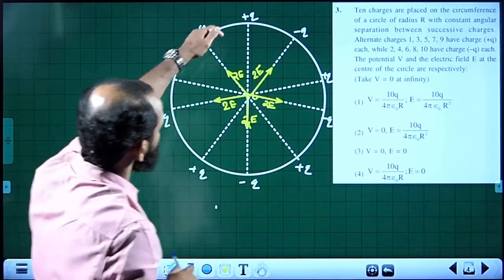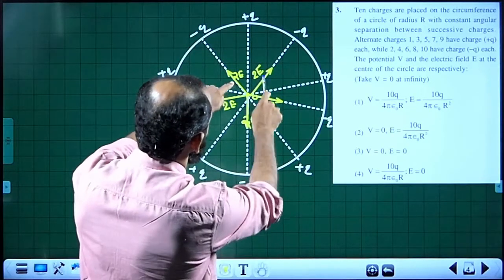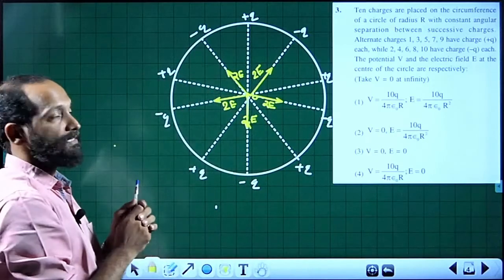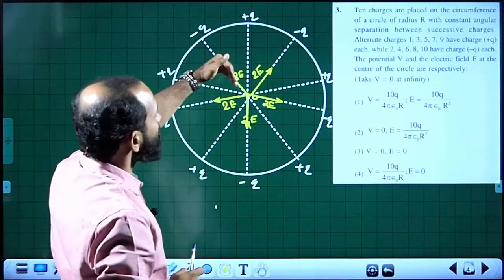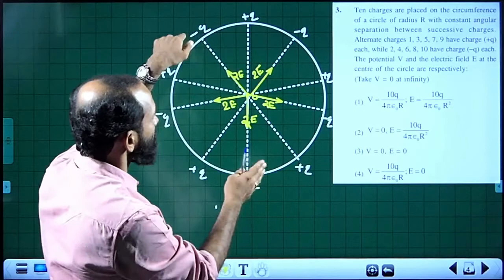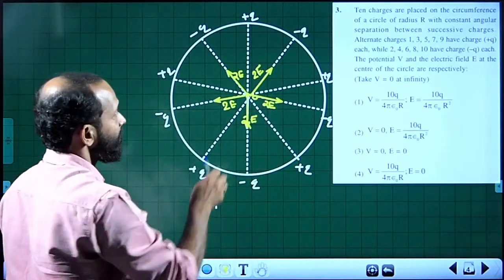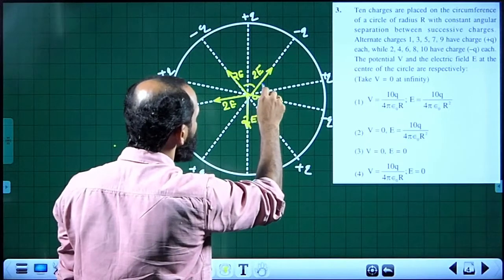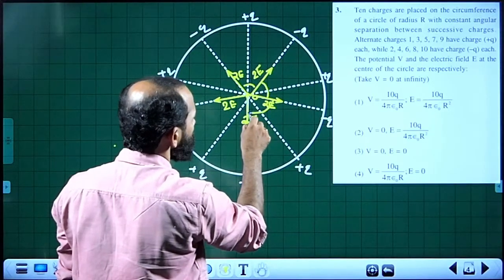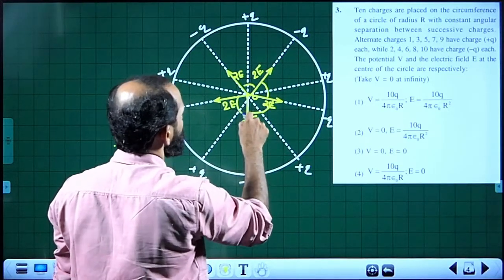Now we have marked all these: 1, 2, 3, 4, 5. Now 10 charges, one field direction indicated for 2 charges. Totally 10 charges, and I have drawn 5 lines. Now finished. The angle between each of these lines will be 72 degrees. Yes, 36 into 2.